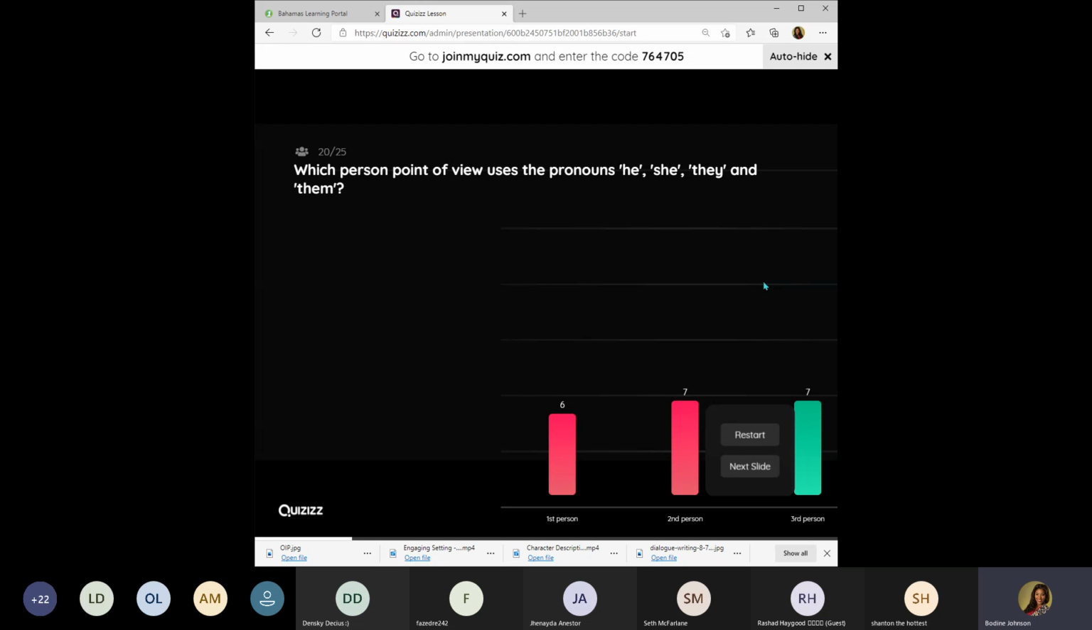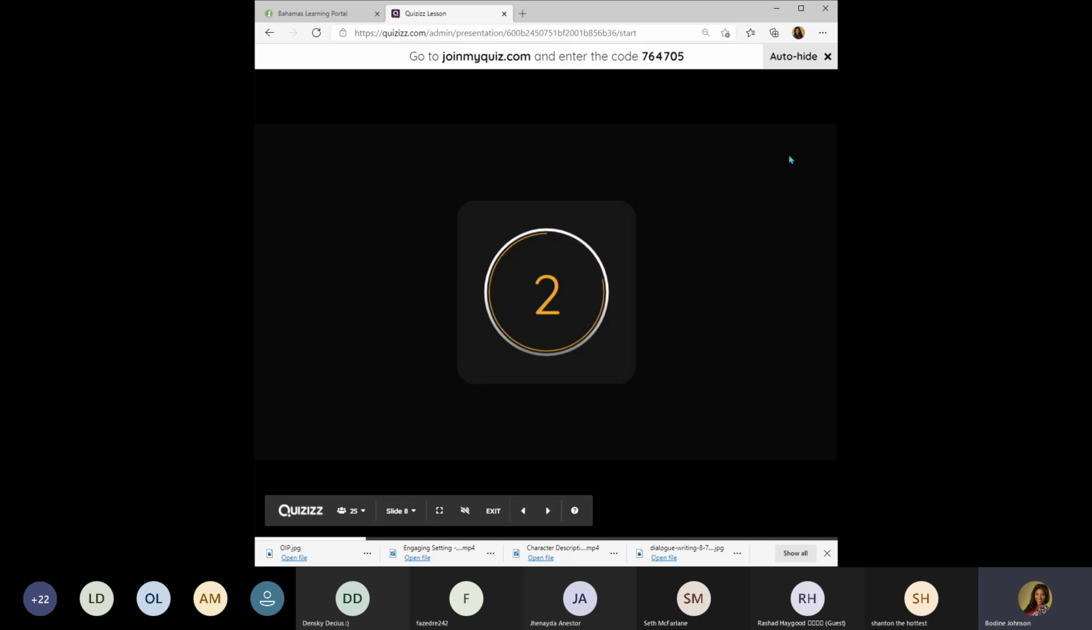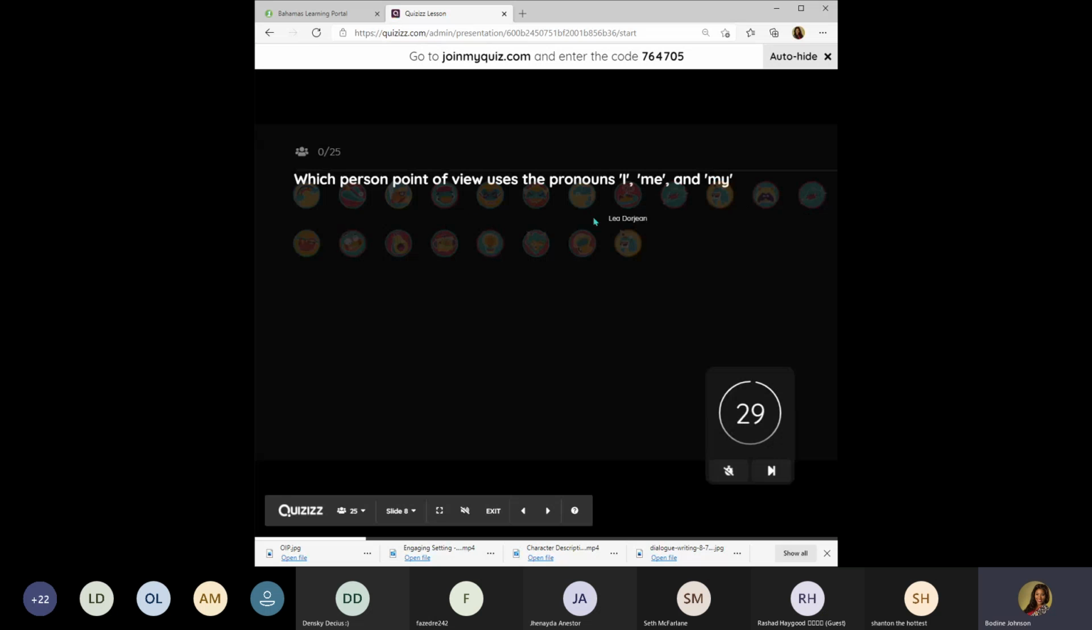Okay. So those of you who said third person, you are correct. The 6 of you who said first person: it is I, me, and my. Second person, those 7 of you who said second: it is you and your. Third person is he, she, they, and them. And we normally see narratives written in the first person or the third person. Okay? So come on, guys, let's pay attention. Let's try something else. Which point of view uses the pronouns I, me, and my?